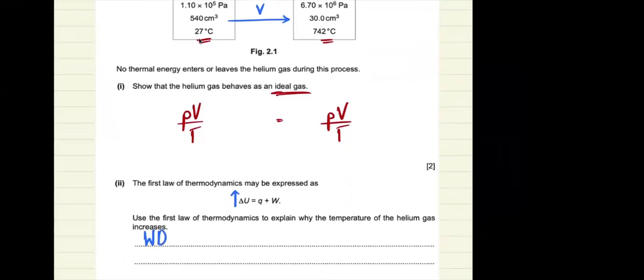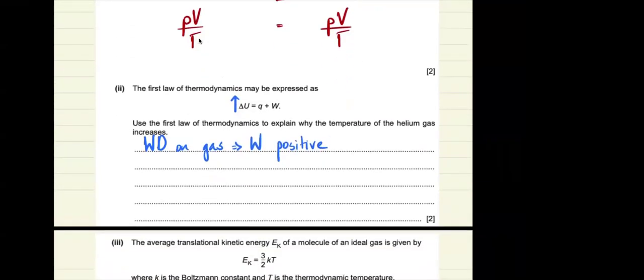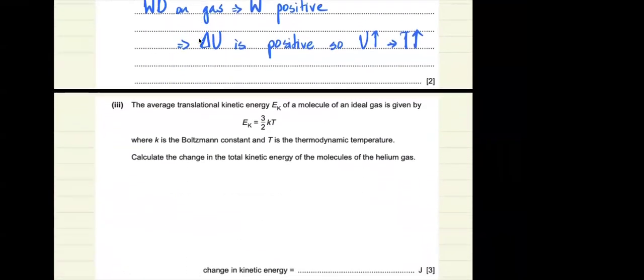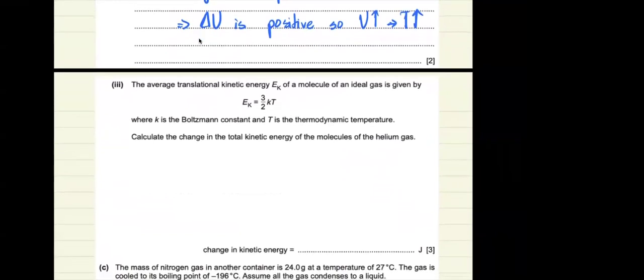So since you have work done on the gas, this means your W is positive. And there is no mention of Q, so this means that delta U is positive. So U goes up, and hence temperature also goes up. Average translational kinetic energy of a molecule is given by this. Calculate the change in the total kinetic energy of the molecules of the helium gas.